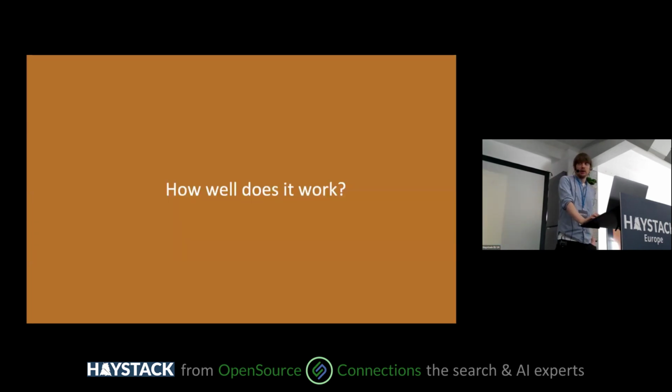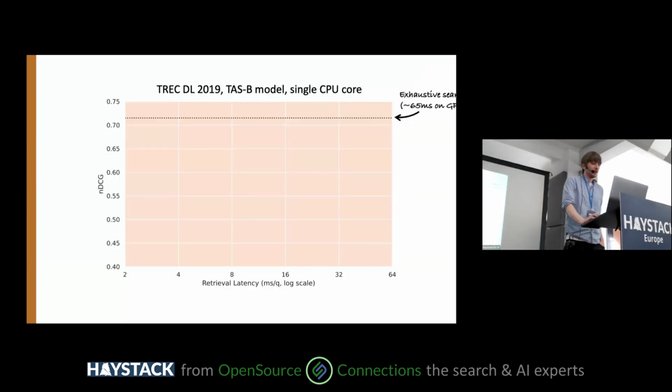Okay, so how well does this approach work? Here we're most interested in two things. On the y-axis, we're interested in the overall search result quality, so NDCG. And on the x-axis, retrieval latency. So this is milliseconds per query, searching over around 10 million short passages. This is a standard information retrieval benchmark, a pretty standard dense retrieval model, and this is using a single core of a CPU. So it's just single-threaded, this whole process.